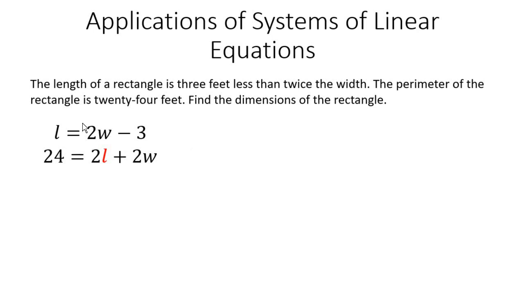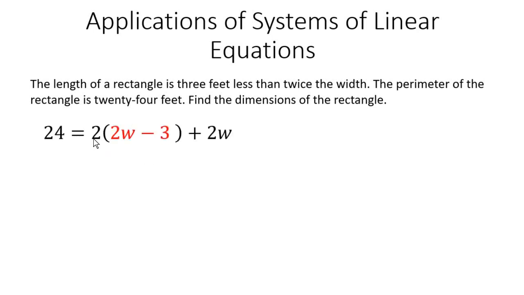I notice that this top equation is an expression for L, the length of the rectangle. I can replace the L in the second equation, the perimeter equation, with 2W minus 3. So I'm going to have 24 is equal to 2 times (2W minus 3) plus 2W. And then I'm going to solve this equation for the width, W.